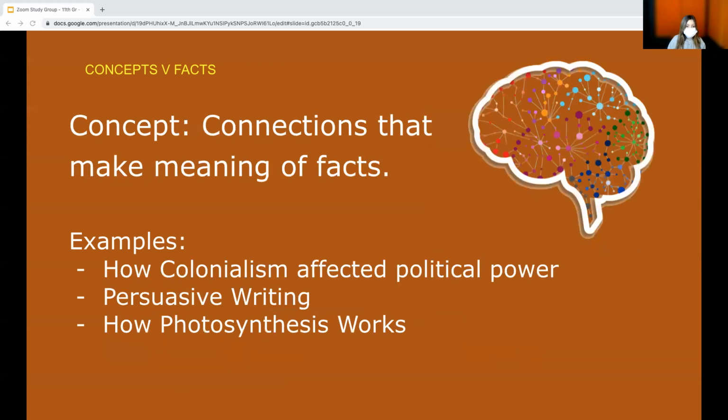In that case, a concept tends to be connections that make meaning of the facts. So it moves beyond what is proven, and it allows you to interpret or reiterate those facts in your own words. Some examples include how colonialism affected political power, persuasive writing, and how photosynthesis works.